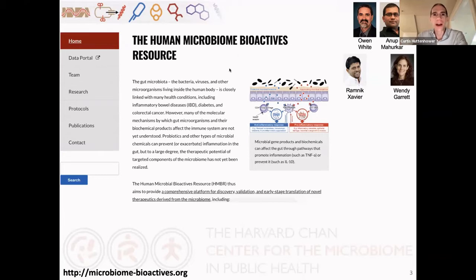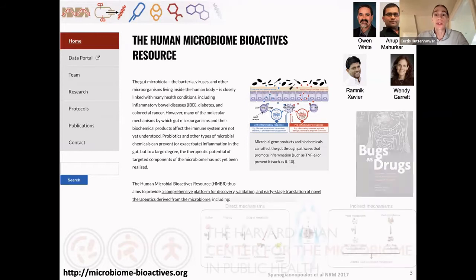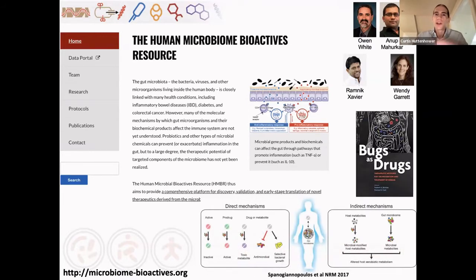So what the Human Microbiome Bioactives Resource, or HMBR, does is look for bioactives of different types that are potentially produced by the microbiome. And we define bioactives fairly broadly, such that they can be whole microbes that are resident and cause a health outcome or a phenotype of some sort. Direct mechanisms, such as microbial production of chemicals that go on to have a bioactivity, or indirect mechanisms. So microbial production of gene products, for example, that interact with human cells or the human immunology that go on to cause a phenotype.